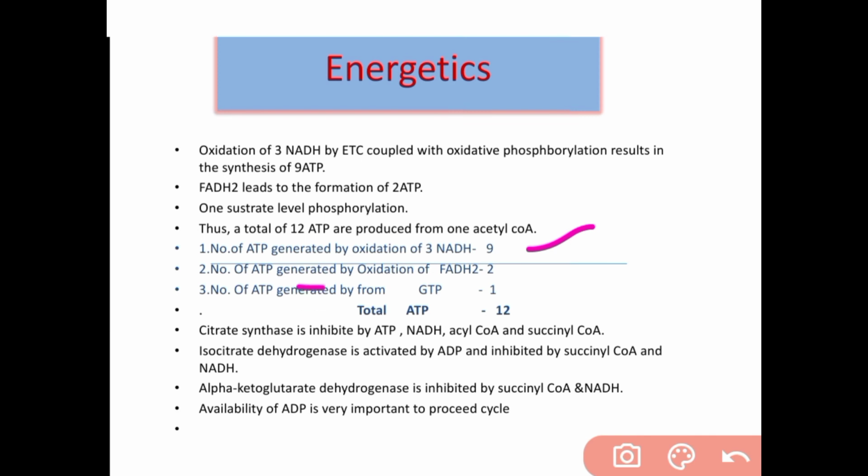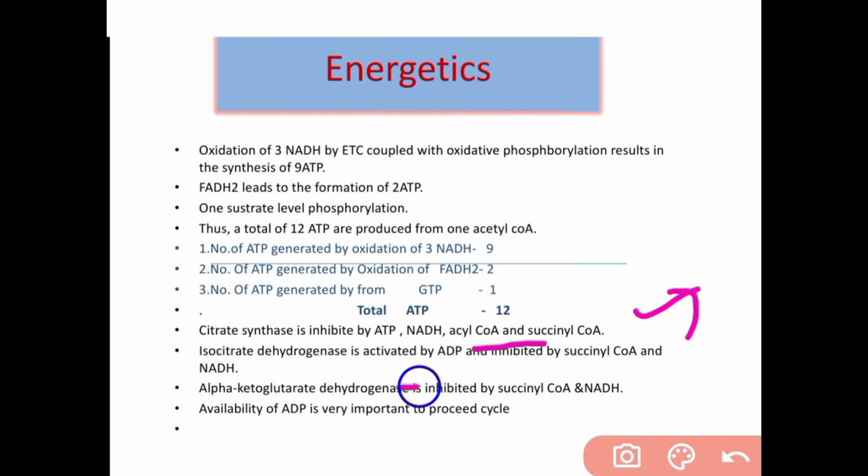Then the number of ATP generated by oxidation of FADH2 is 2, and the number of ATP generated from GTP is 1. Then a total of 12 ATP are produced in one molecule of acetyl CoA.